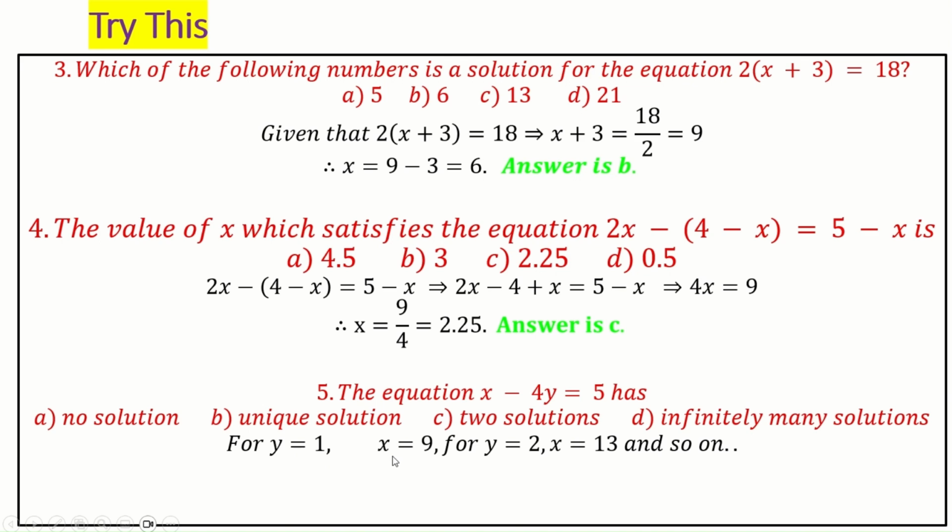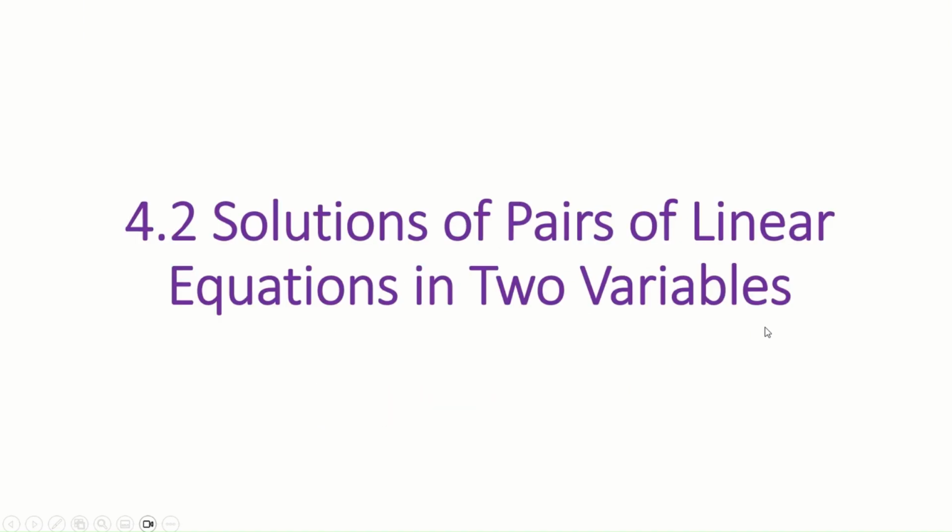let's say y equal to 1, then we can say that x equal to 5 plus 4, which is 9. Okay. And for y equal to 2, x is 13, and so on. There are infinitely many solutions possible because it is only one equation. Okay. All the points on that line are possible solutions, right? There are infinitely many solutions possible.